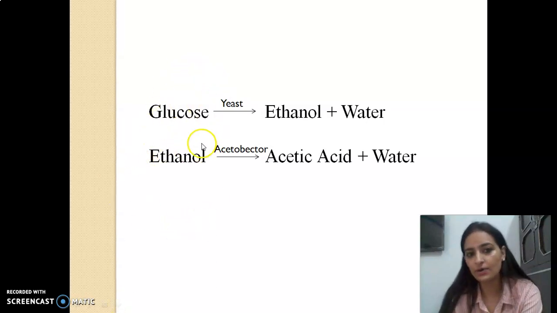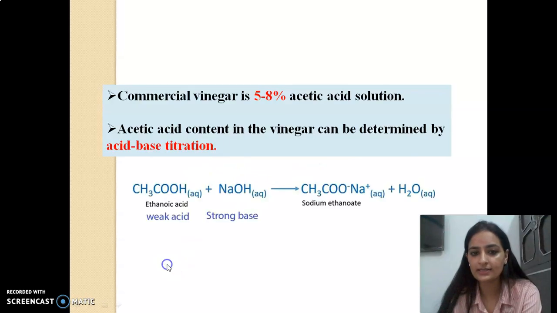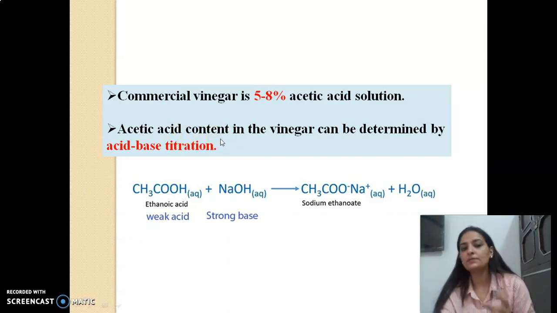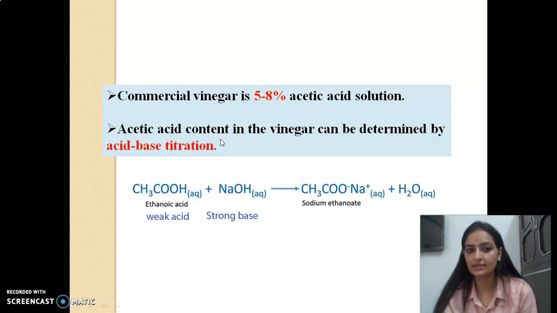First of all, a carbohydrate source like glucose is converted into ethanol in the presence of yeast, and this ethanol further undergoes oxidation in the presence of a bacteria like Acetobacter and gets converted to acetic acid. Commercial vinegar consists of 5 to 8% acetic acid solution, and in order to determine the content of acetic acid in the vinegar, we need to do an acid-base titration. That is, how much base is used to neutralize the acid. From there you can determine your acetic acid content.